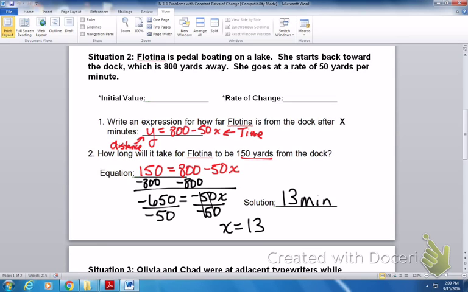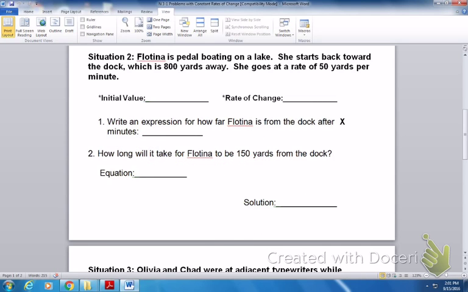So, again, it's pretty much the same thing. One was subtraction, one was addition, but the work was pretty close to the same. Let's go to the next one.